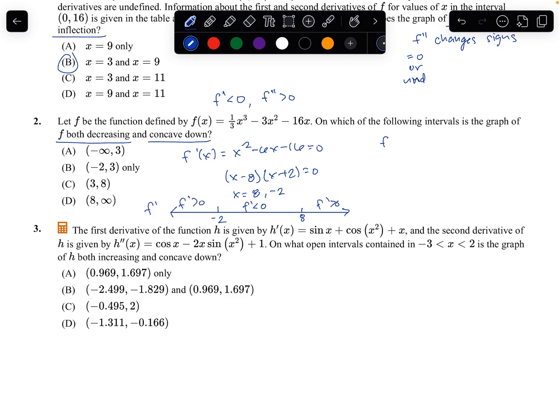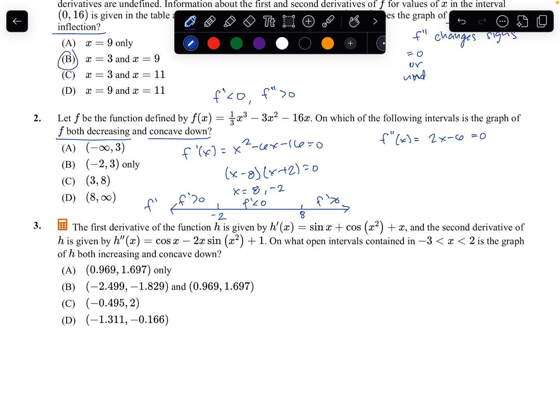Now we want to find when f is concave up, so we're going to find the second derivative. The second derivative is going to be 2x minus 6. We're going to set that equal to 0, so then that's going to be at x equals 3. Again, if I make a number line here, we've got x equals 3.